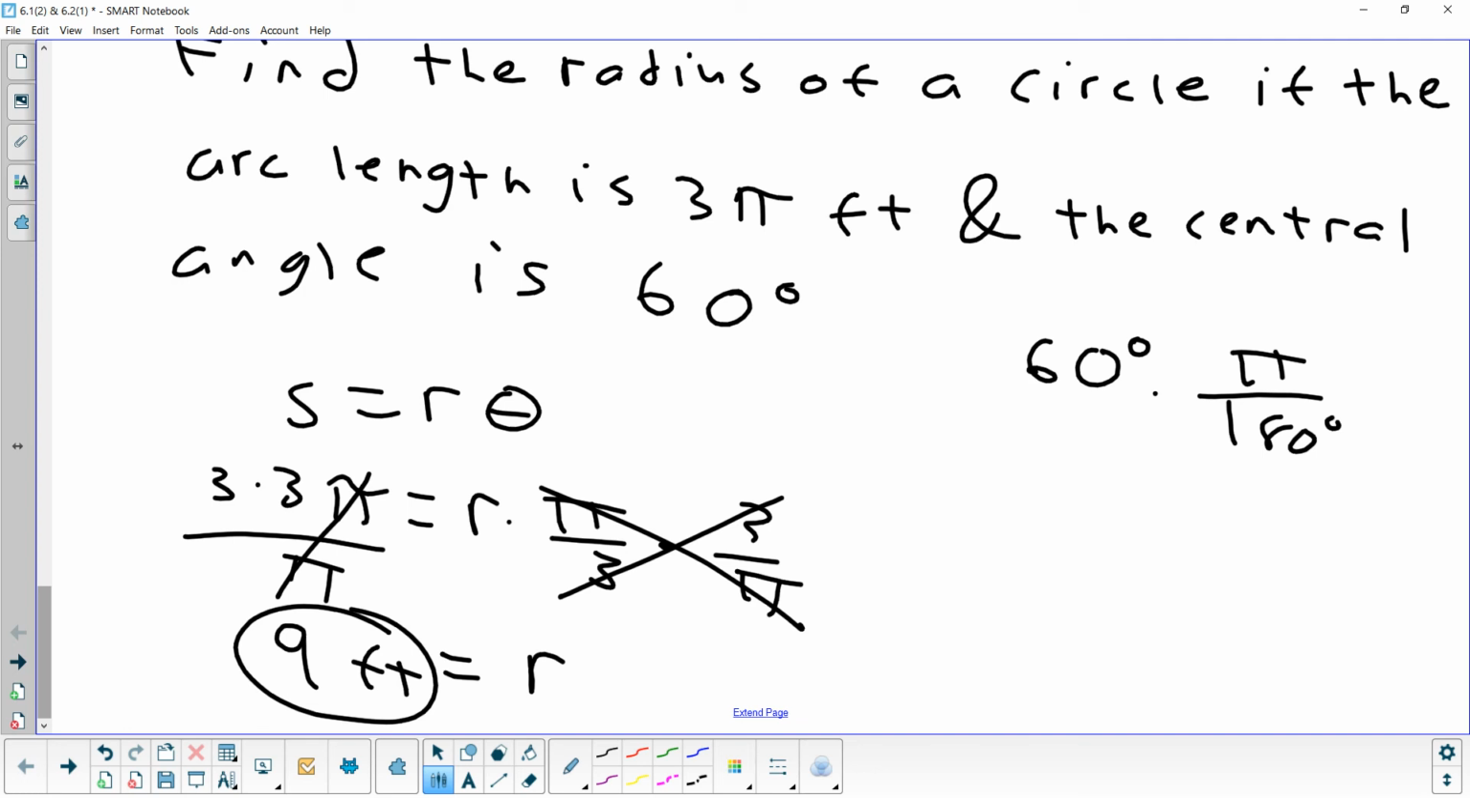Any questions on using that formula? Okay, the only variation we didn't do was solving for the angle when they give you the s and the r. But you just take s, divide by r, and that would be your angle. All right, so that's the first part of this section, the arc length.